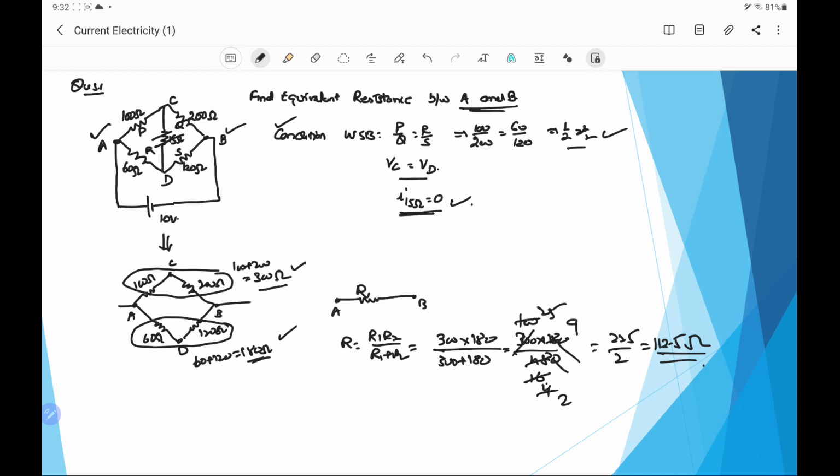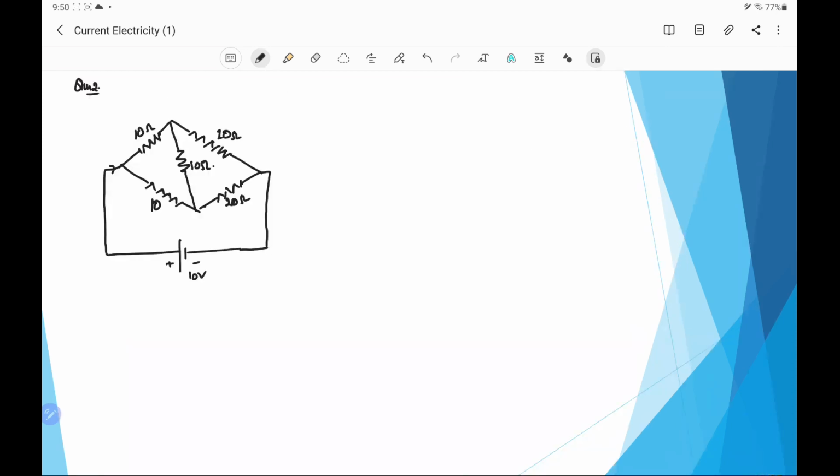Now we take the next question. In the given circuit, we have to find the effective resistance between the terminal A and C. Here, first we check the condition of Wheatstone bridge, if it is satisfied or not.